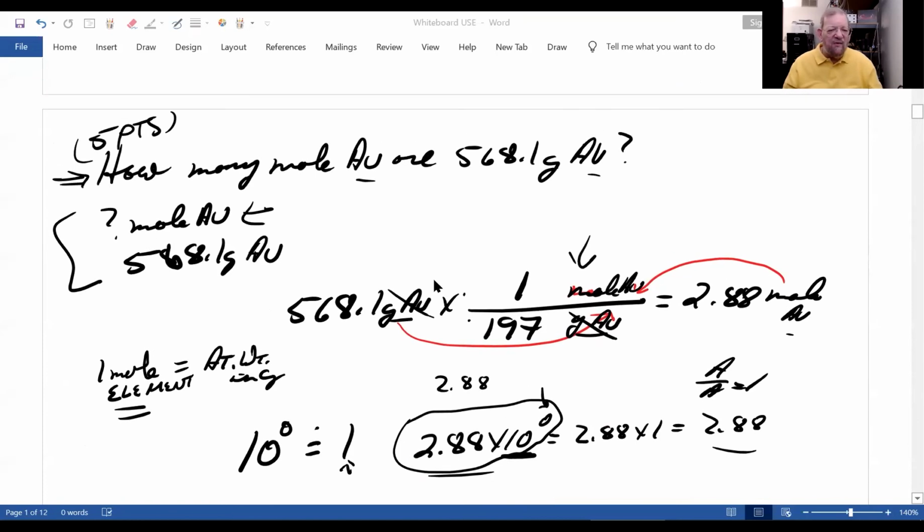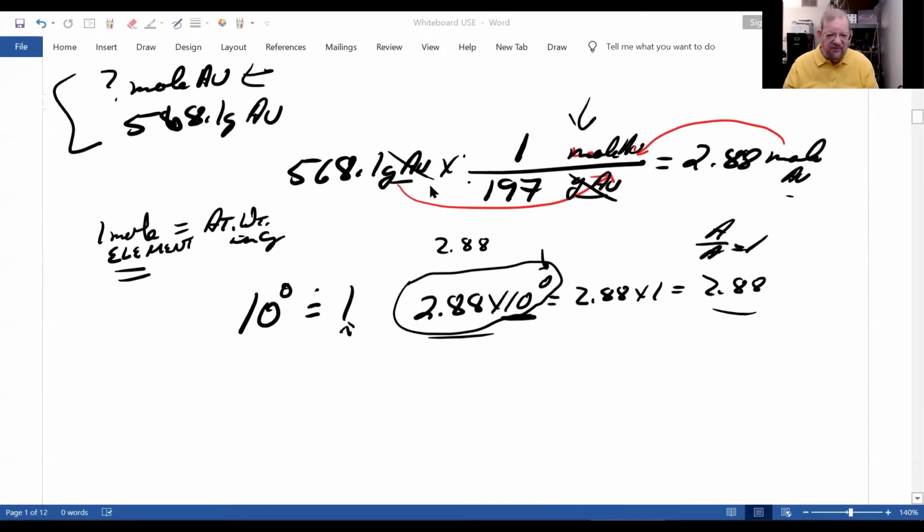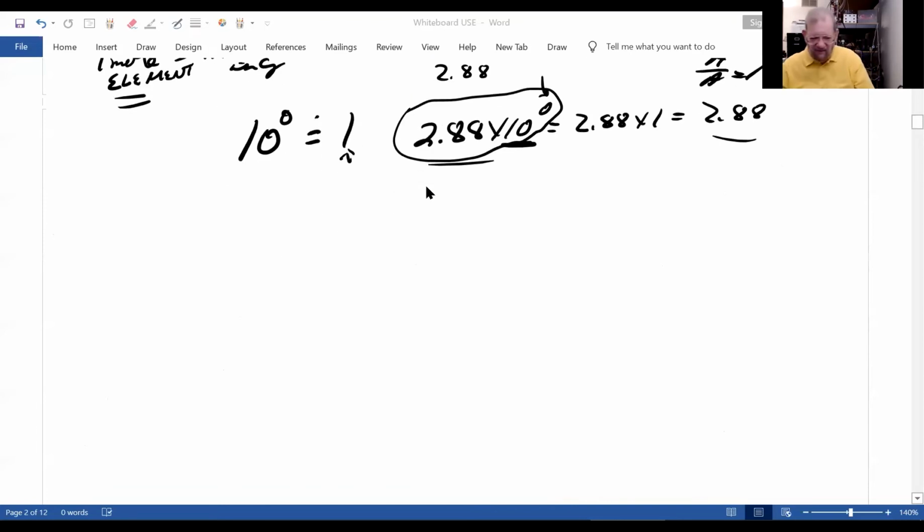Now, remember, 1 mole of a compound or an element equals its atomic weight in grams. So let me have you try one.